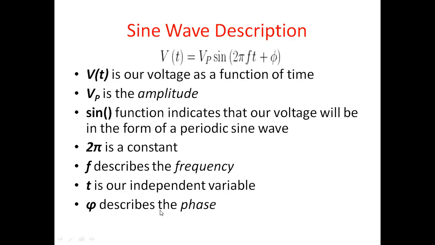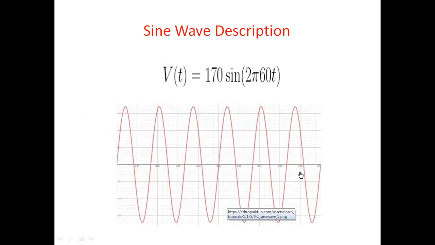We can see an example of how an AC waveform works. In the United States, the power provided to homes is AC, that is alternating current, with about 170 volts, that is amplitude, and 60 hertz, that is frequency.